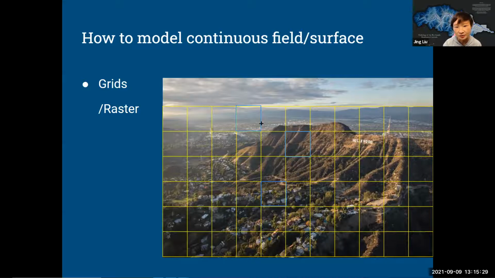For those two squares, they're good because they're relatively uniform. But for this one, it's mixed. You have trees, you have houses, you also have mountains, right? So this actually is one of the drawbacks of this data model. We're going to talk about it later.